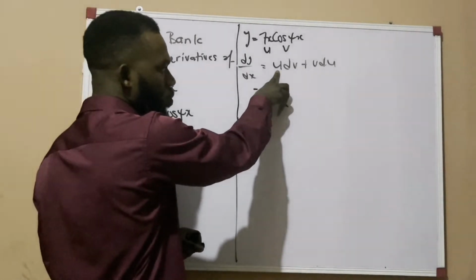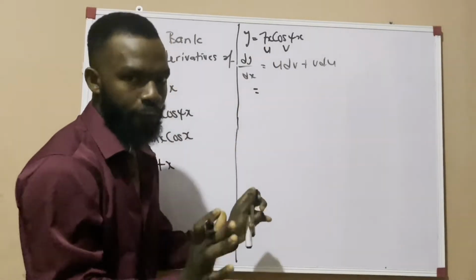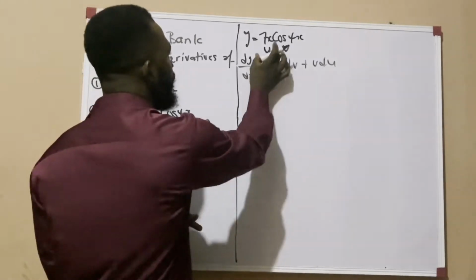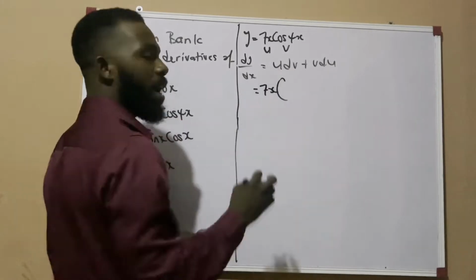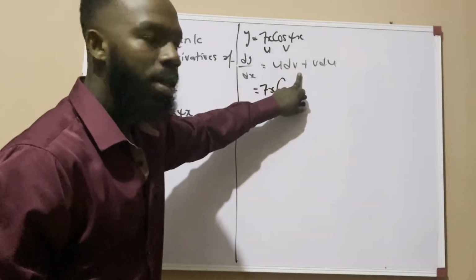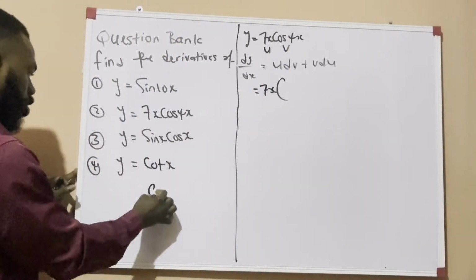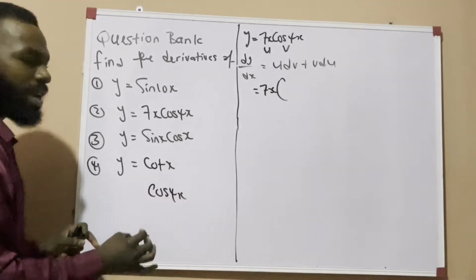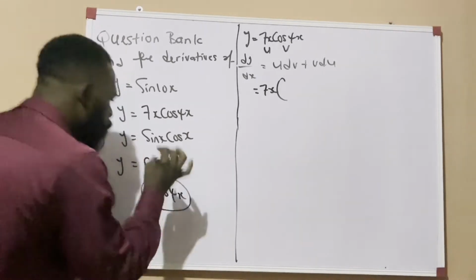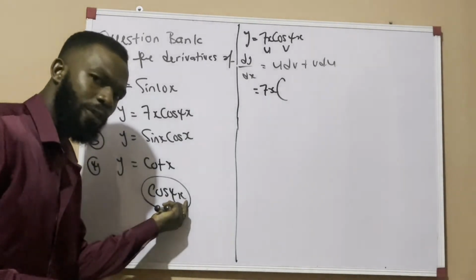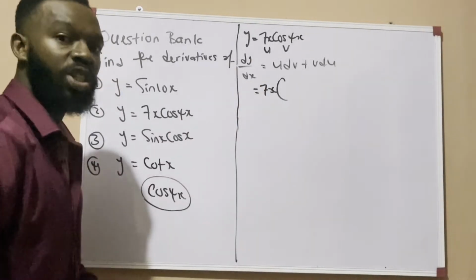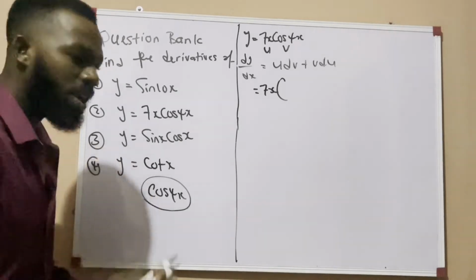Without wasting time, we have this. If we hold u, it means don't touch the function of u, just write it, and the function of u is 7x. Then open the bracket. Now, we're going to differentiate v, and v is cos 4x. Cos 4x alone is a chain rule question, because that's just one function, 4x. And we said we can use the shortcut to solve this problem.